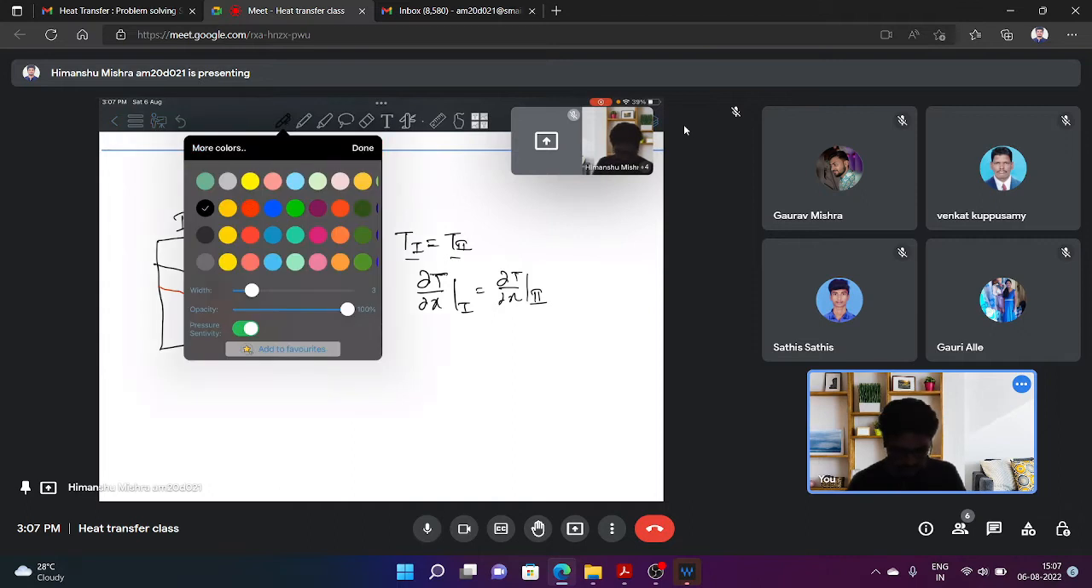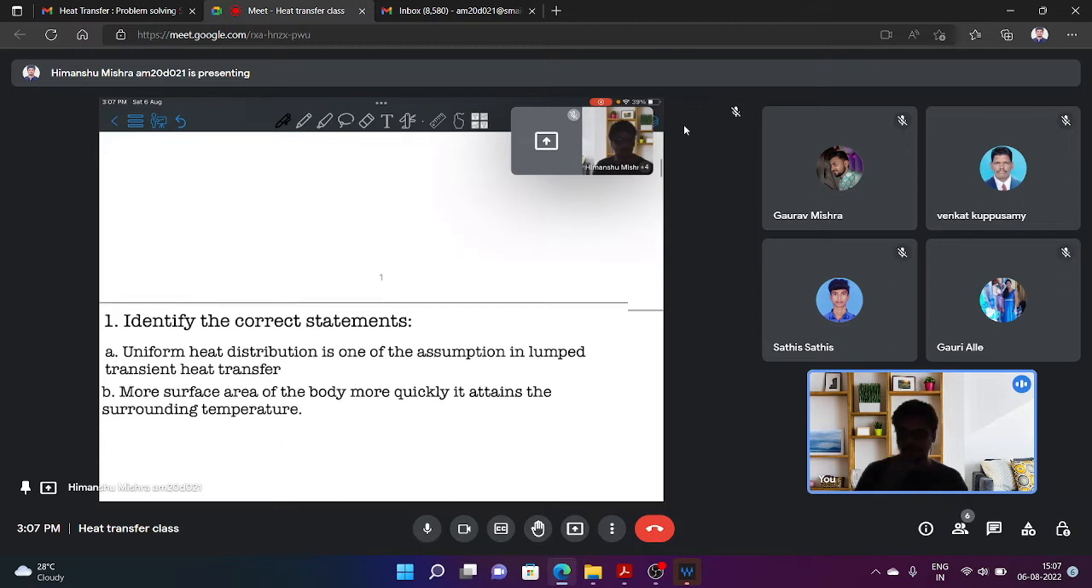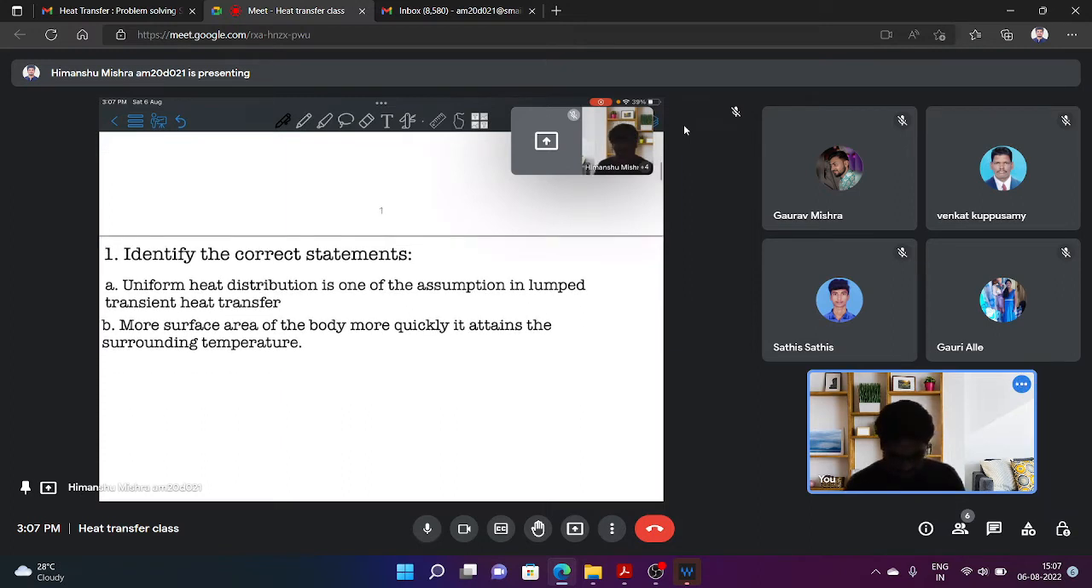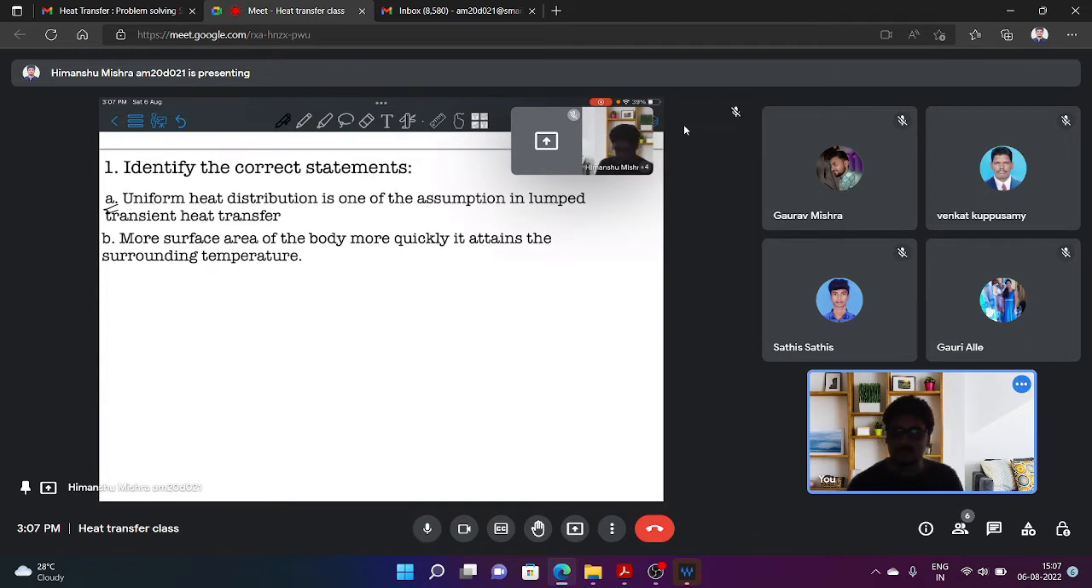I wanted to make this correction from the previous week because I did not discuss anything about contact resistance. So moving to this week's topics, let's discuss our first question. The first question is to identify the correct statement. Statement A says that uniform heat distribution is one of the assumptions in the lumped transient heat transfer. This is actually a correct statement.